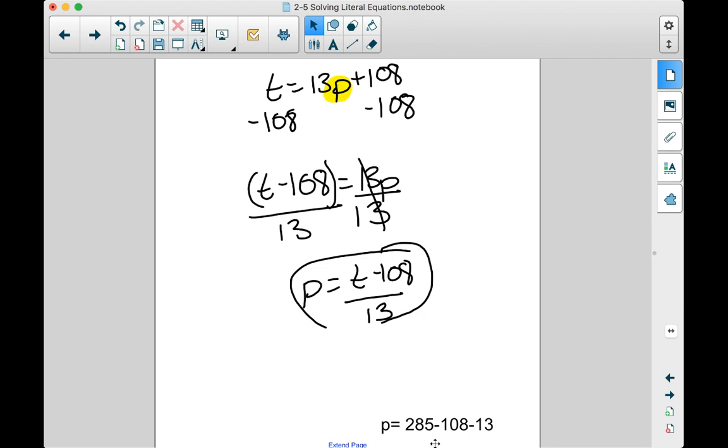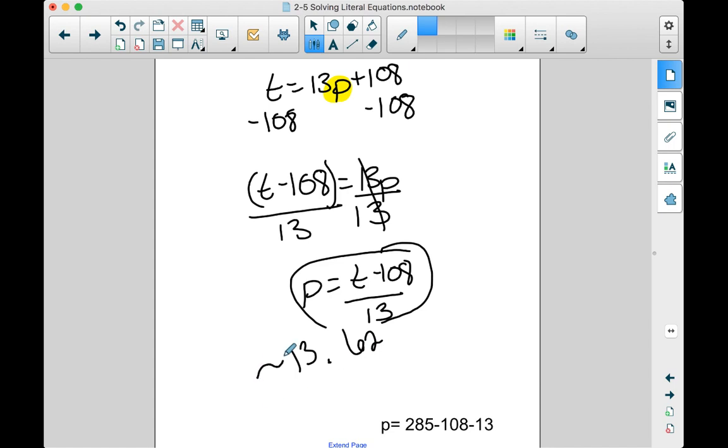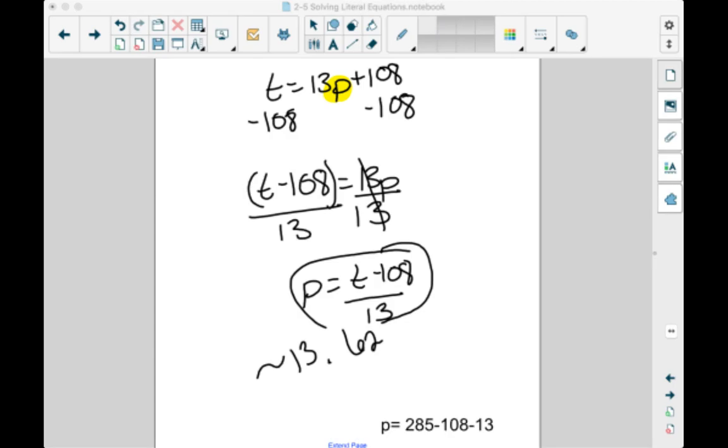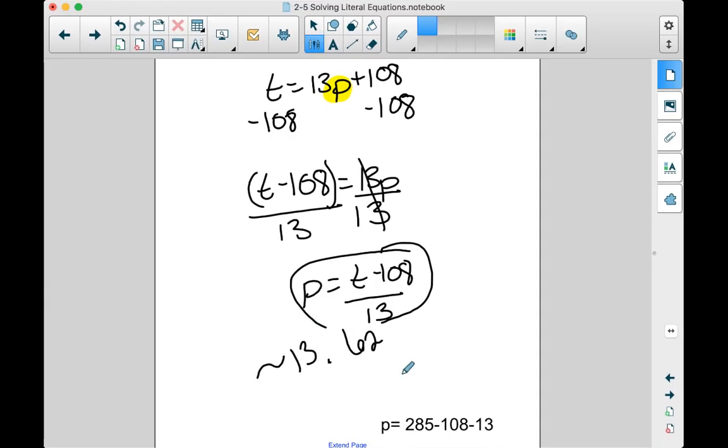Okay, so 285 minus 108 equals, and then divide that number by 13. So I get, in the decimal format, approximately 13.62 pounds. And I can round that to my nearest hundredth. I just have to add in there my unit, pounds.